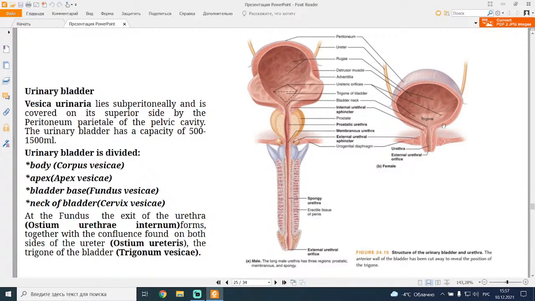The trigonum of the bladder. Trigonum vesicae. What do you see? You see the ostium urethrae. This is the trigonum. Here you see the bladder neck. And the ureteric orifice. This is the ostium ureteris. Trigonum.